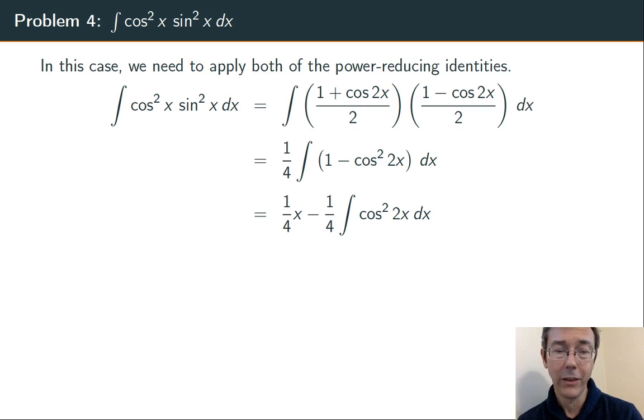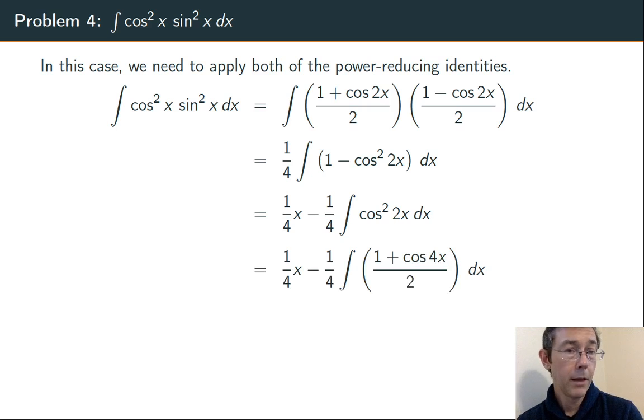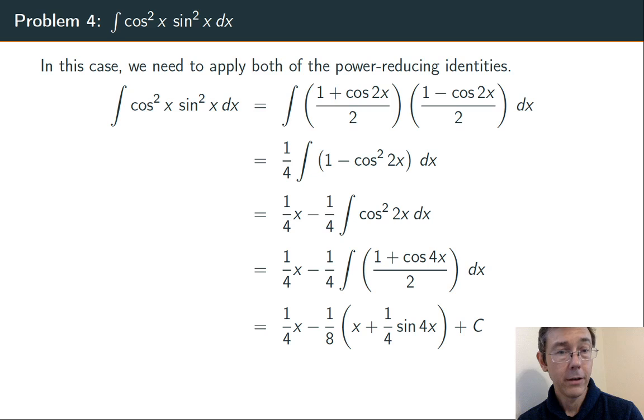The integral of 1 is just x. The integral of cosine squared of 2x is going to require another power reducing identity. So this time, when I apply the power reducing identity, and I'm doubling the angle, this time the inside of the cosine is 4x, because I've doubled 2x. Factor out that 2, anti-differentiate, simplify just a tiny bit to get the final answer. The integral of cosine squared x sine squared of x dx is 1/8 x minus 1/32 sine of 4x plus c.